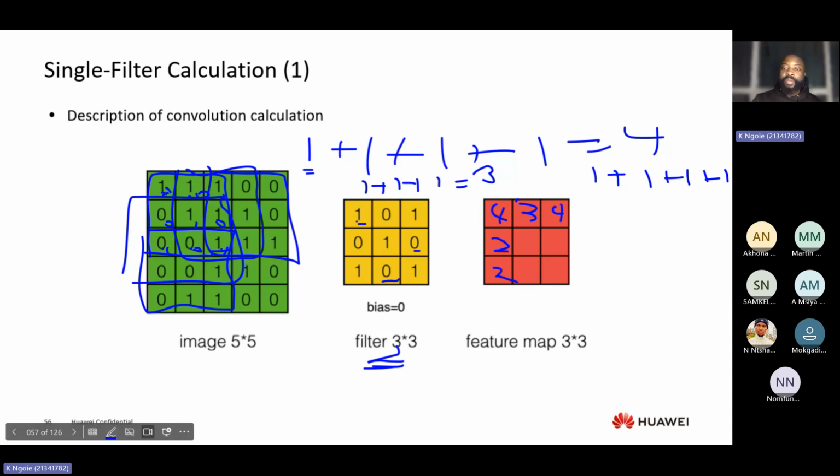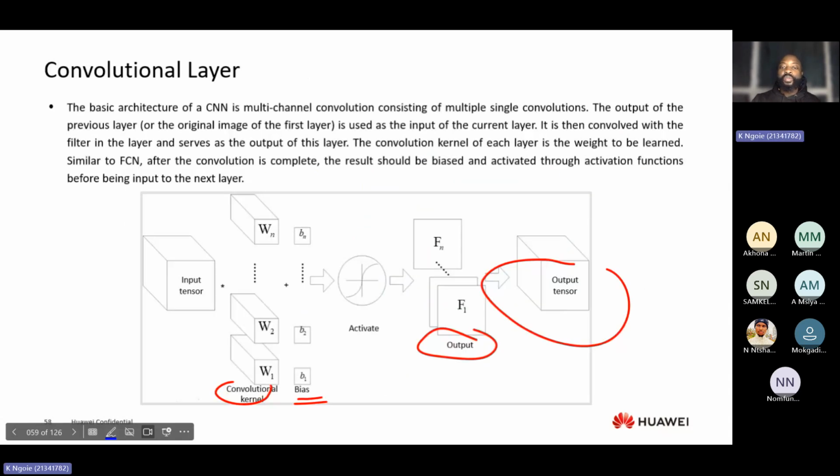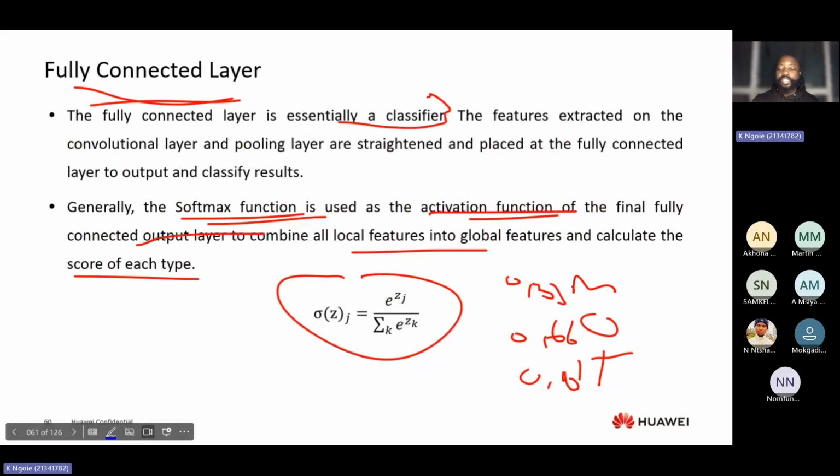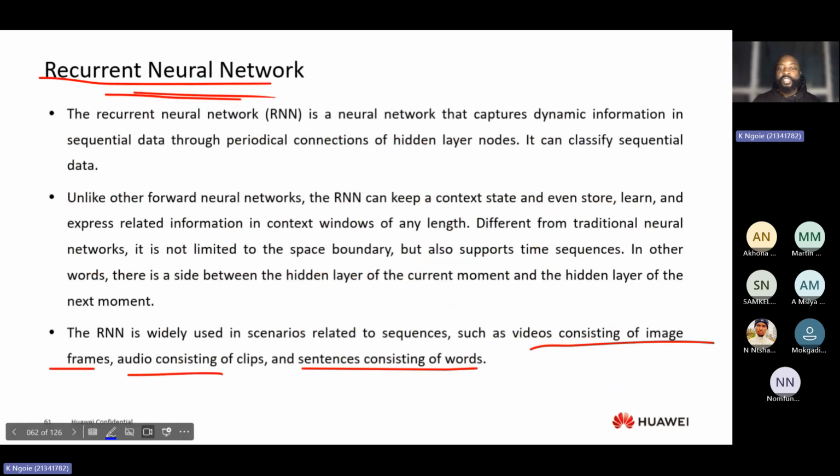Now from that feature map, when you look at the image like that, we're going to now apply another kernel or a filter, which is a pooling layer. We're going to look for the max pooling. So the max pooling will scan each section there and get the maximum. All right. And then we have the fully connected layer.